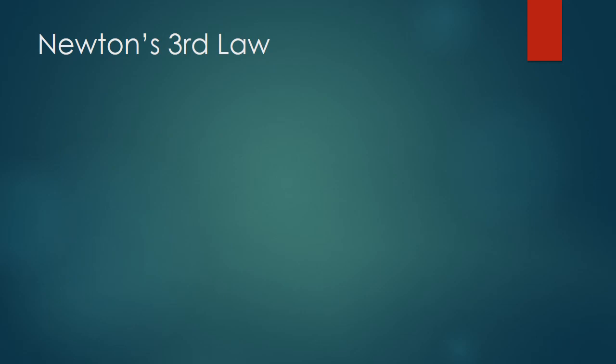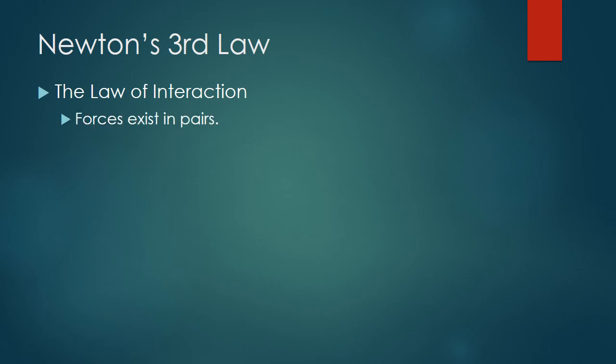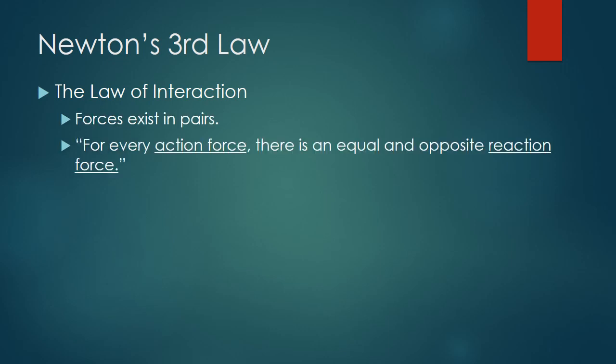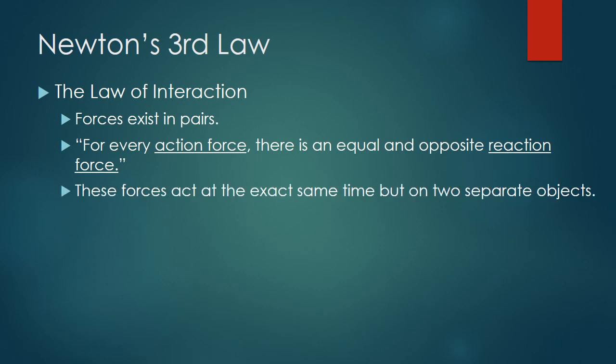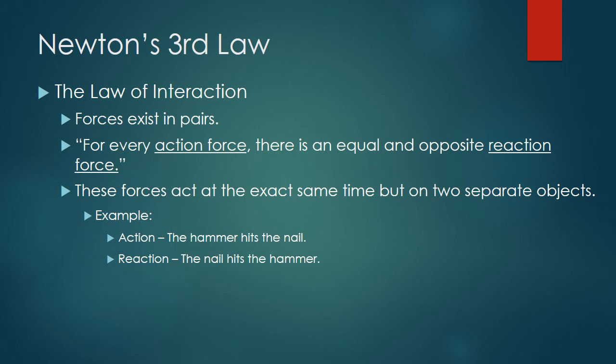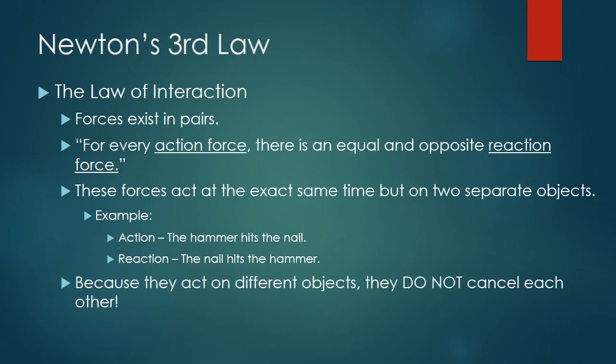All right, so Newton's third and the final one we're going to talk about, it's the law of interaction. Forces exist in pairs. So for every action, there's an equal and opposite reaction force. And the forces act at the exact same time, but on two separate objects. For example, a hammer hits a nail, the nail hits the hammer. Because they act on different objects, they're not going to cancel each other out.